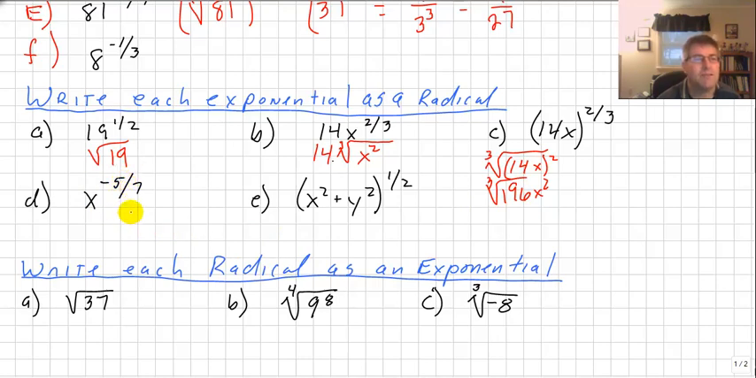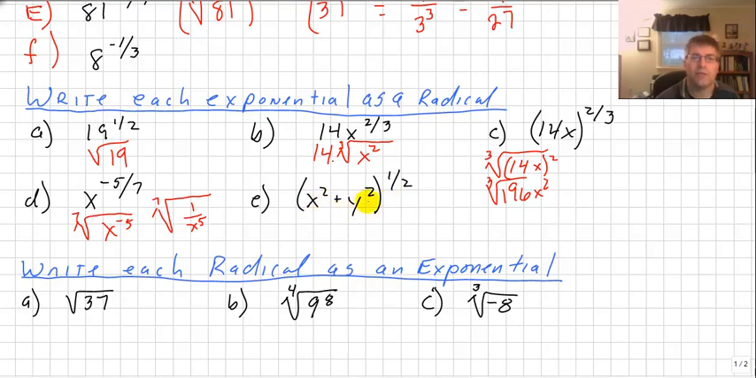x to the negative 5/7. This is a little more challenging. Again, this is not going to be a negative result, but we do have a negative exponent. So we have power over root. So that is the 7th root of x to the negative 5th. Now we're not quite done here. This is the 7th root of 1 over x to the 5th power.